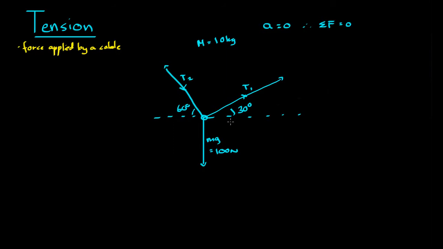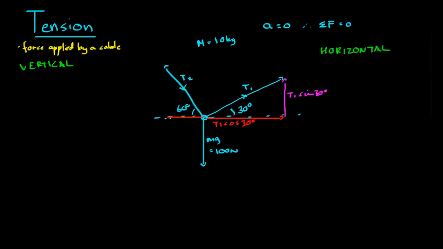Here's where it gets a little bit tricky. We'll talk about horizontal and vertical components of forces. So let's break up these tension forces. T1 has 2 components. First component is T1 cos 30 degrees. Vertical component is T1 sine 30 degrees.